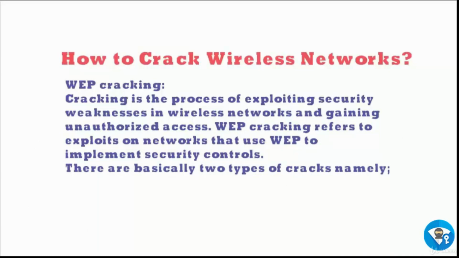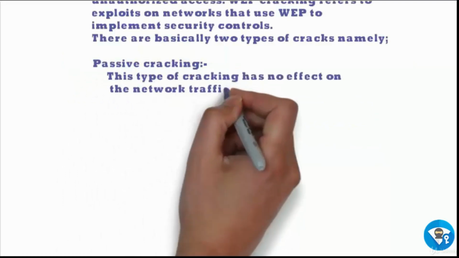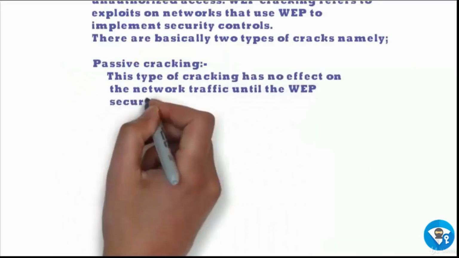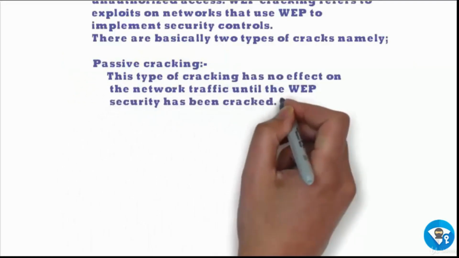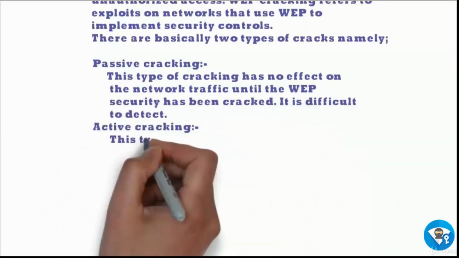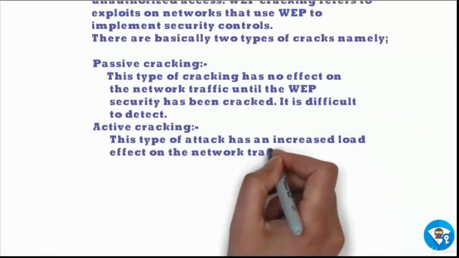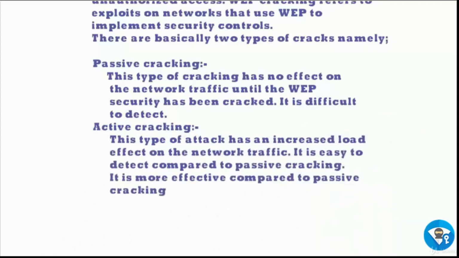There are basically two types of cracking, namely passive cracking and active cracking. Passive cracking. This type of cracking has no effect on network traffic until the WEP security has been cracked. It is difficult to detect. Active cracking. This type of attack has an increased load effect on the network traffic. It is easy to detect compared to passive cracking, and it is more effective also.